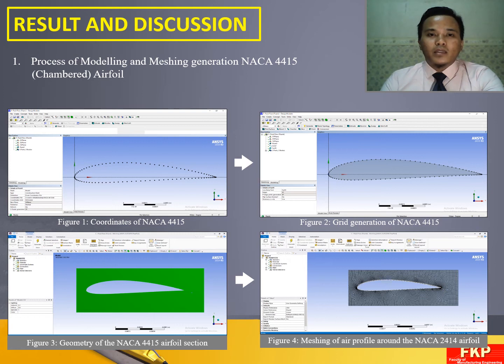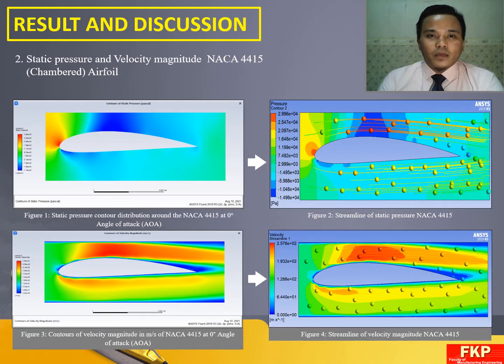After mesh analysis, it is found that the total nodes are 4055 and the total elements are 3735. Next, the static pressure contour and velocity magnitude for NACA 4415 are close to NACA 2414. At zero angle of attack, it can be seen that the static pressure is a little higher on the lower surface than on the upper surface. This generates a pressure gradient which causes a force on the total surface area of the airfoil.